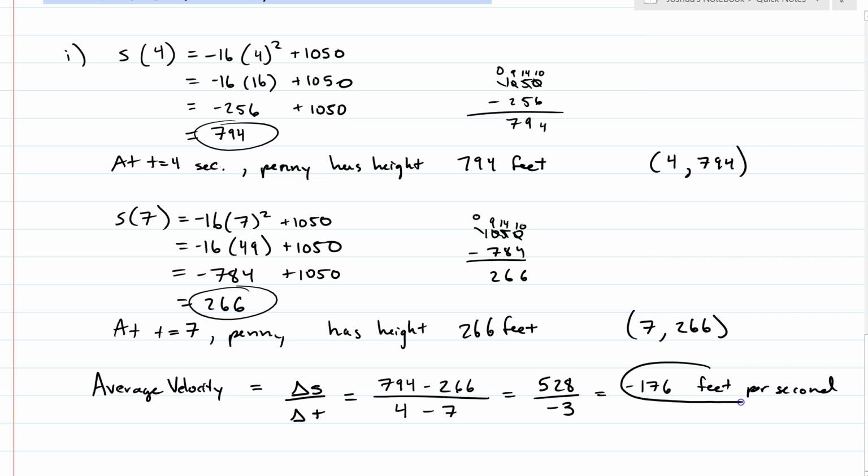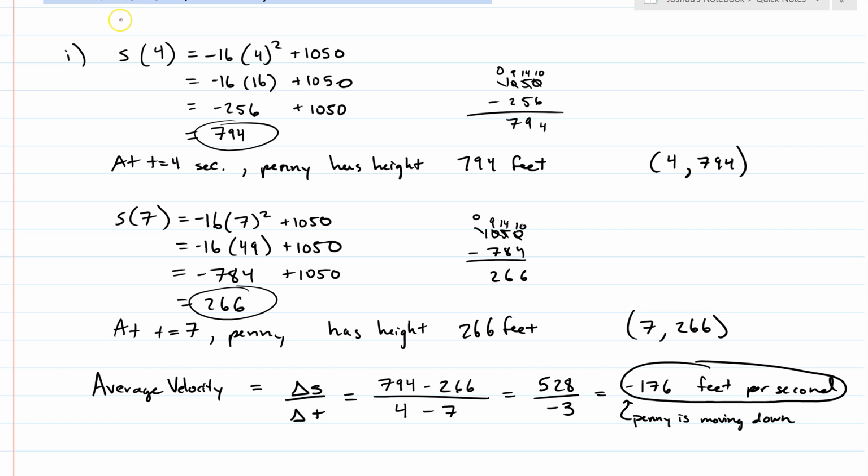Negative 176 feet per second. So what that negative sign means is the penny is moving down, which of course we knew because we dropped the penny and gravity is pulling the penny down towards the earth. But that negative sign just tells us that this is a velocity. So if it's negative, the penny's moving down. And if it's a positive number for our velocity, that means the penny is going to be moving up, which won't happen in this scenario.